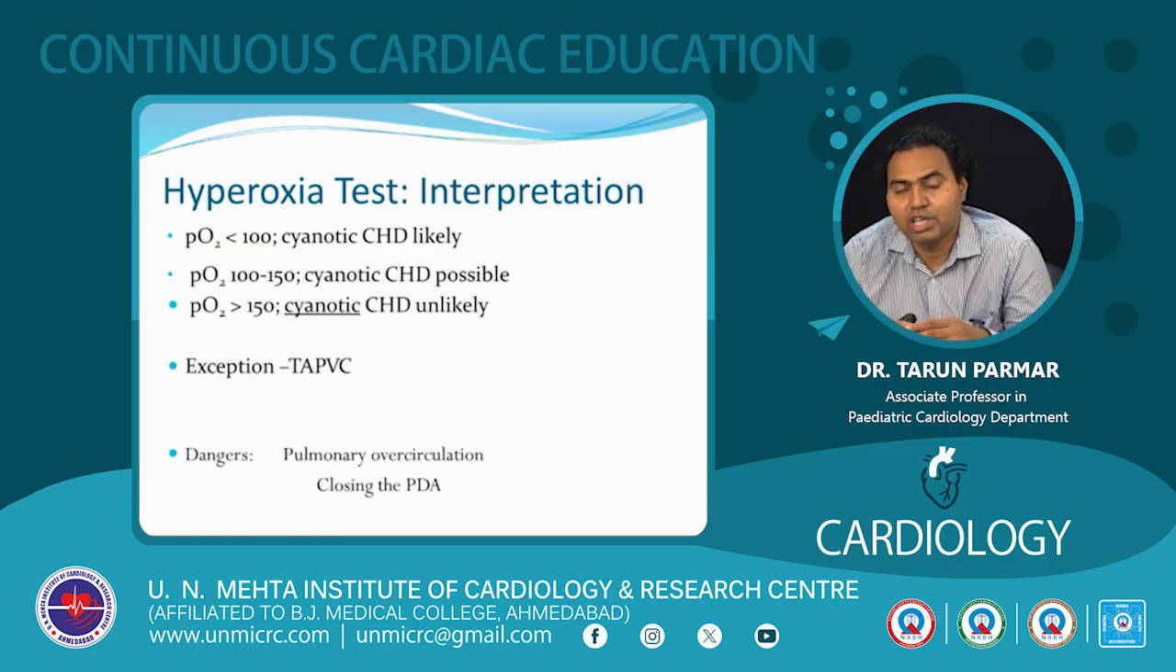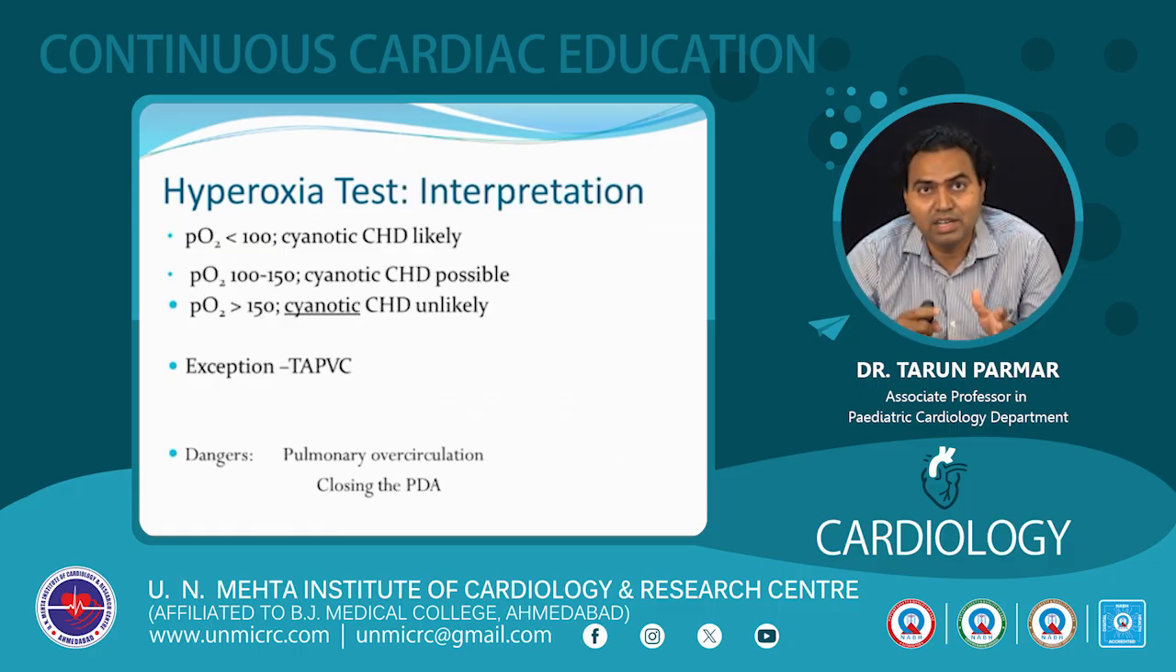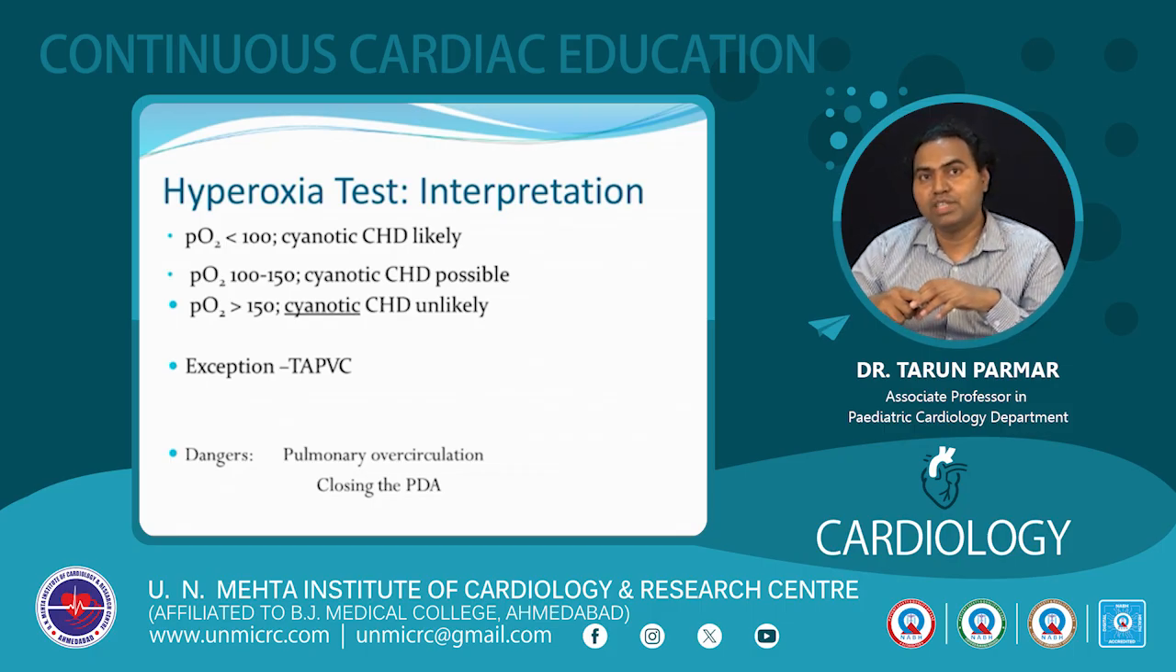So what will happen? If PO2 remains less than 100, then cyanotic CHD is likely. If PO2 is 100 to 150, then cyanotic CHD is possible. But if PO2 is more than 150, then cyanotic CHD is unlikely. So we practically rule out cyanotic CHD by looking at the PO2. The exception is TAPVC, most commonly the infracardiac TAPVC. We'll see why this happens in the next few slides.